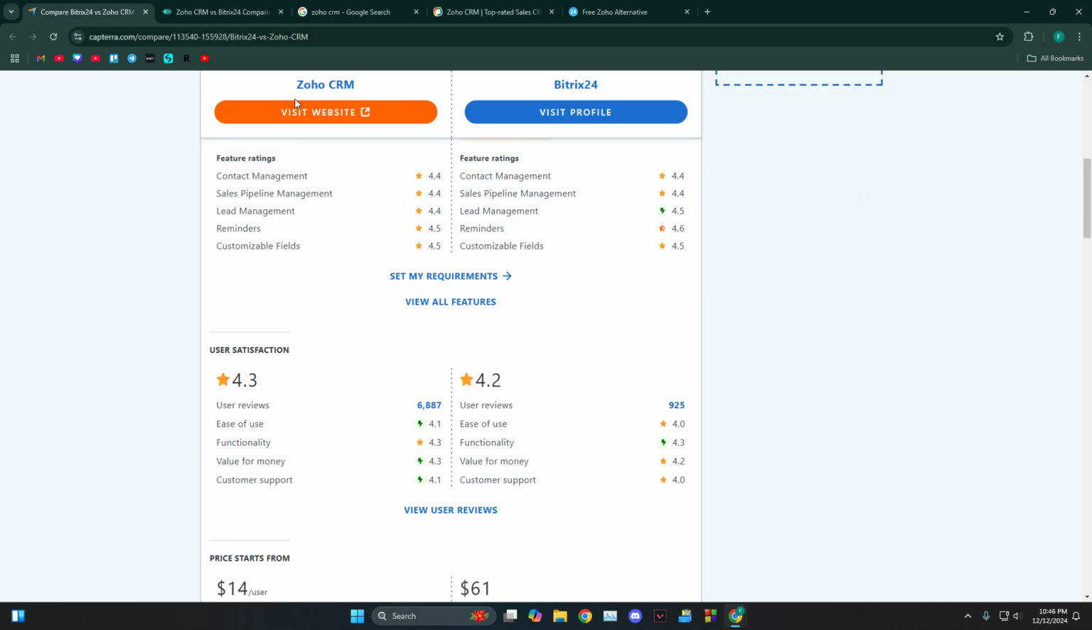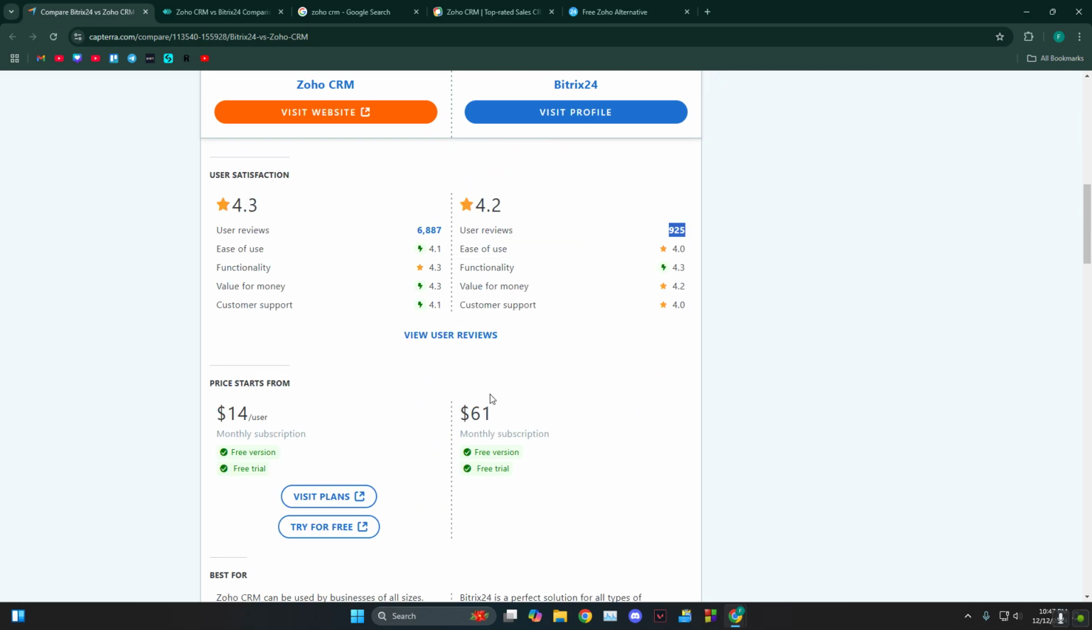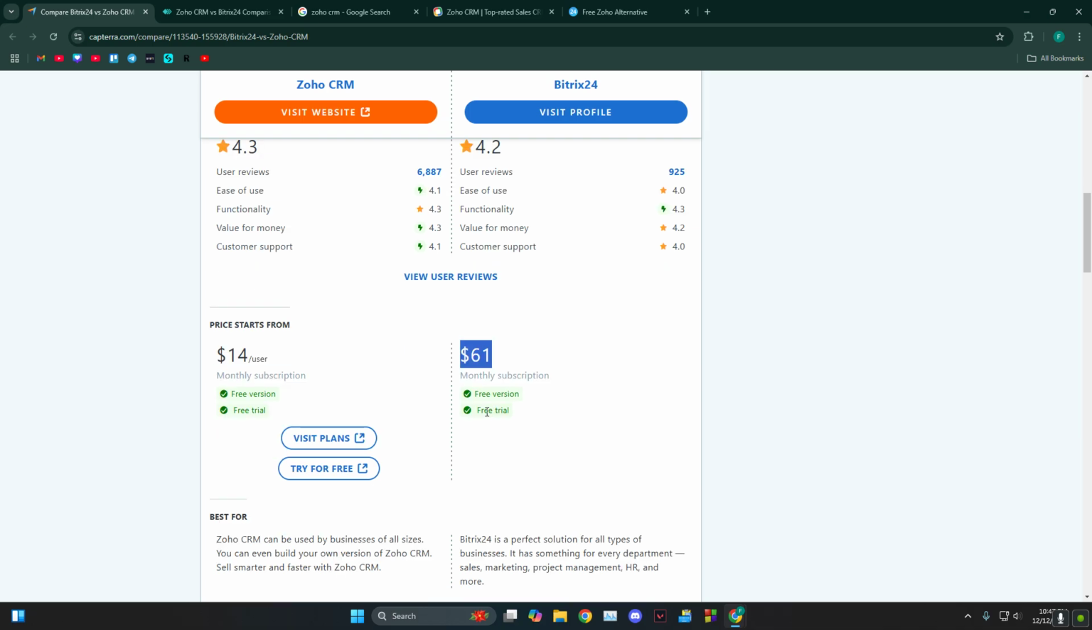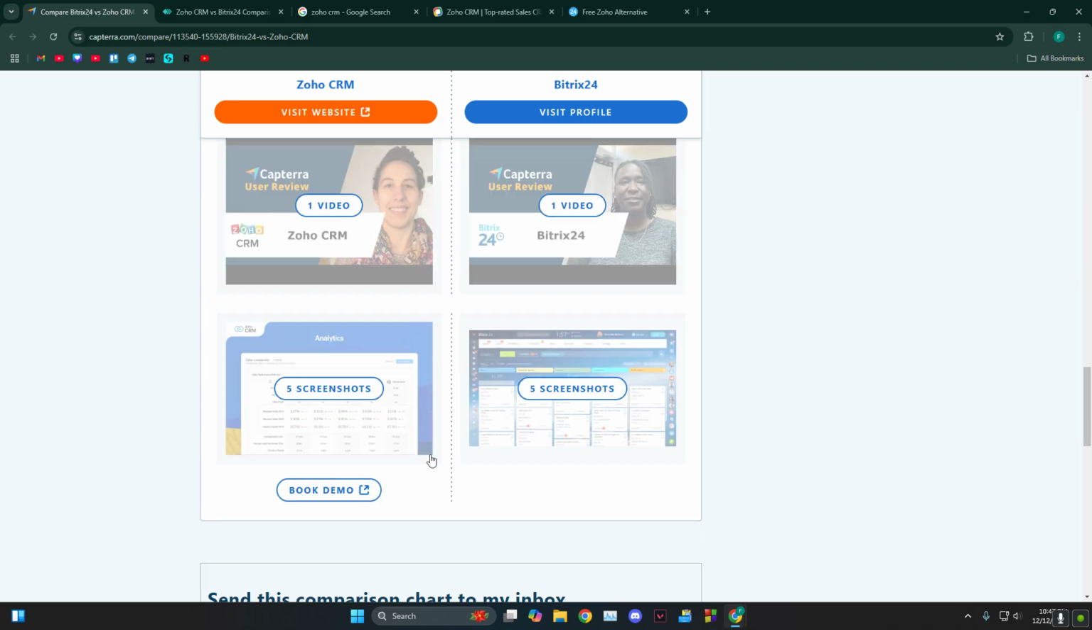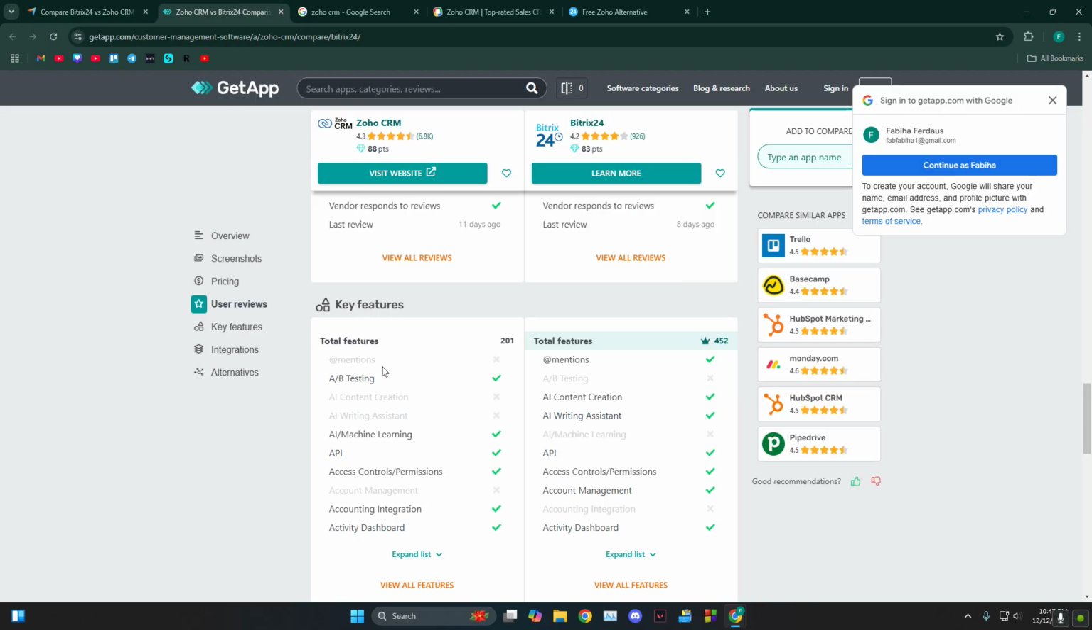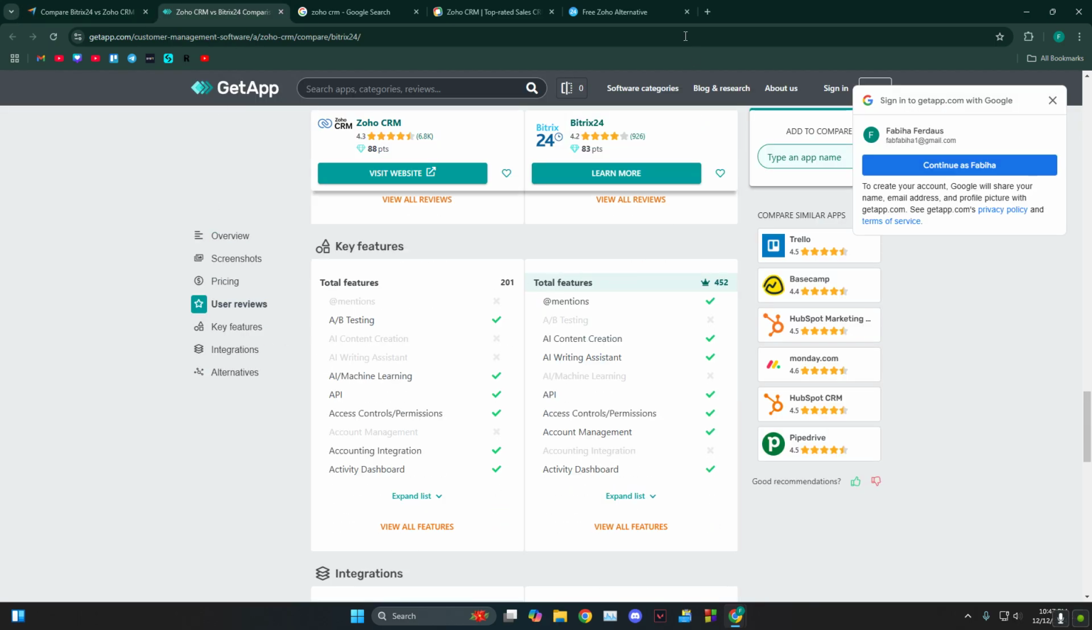First of all, Zoho takes just a bit of higher user review. As you can see, they have 6,000 user reviews, whereas Bitrix has only 925. But compared to this number, having only a 0.1% difference, I would say that is a lot. And then Zoho starts at only $14 per user, but Bitrix starts at $61, and I would say that is extremely expensive.